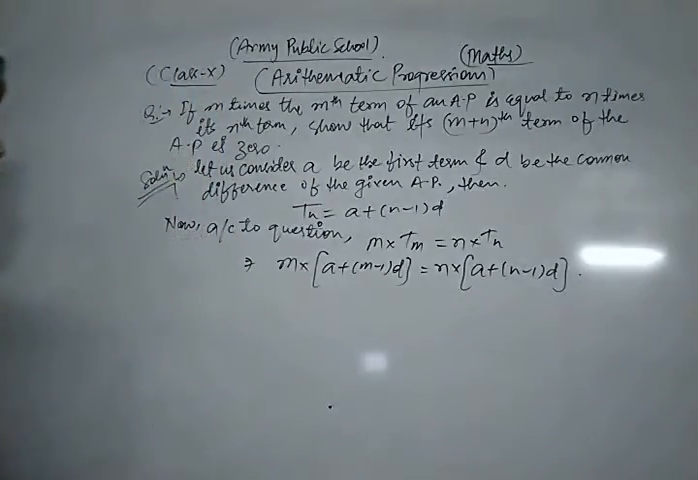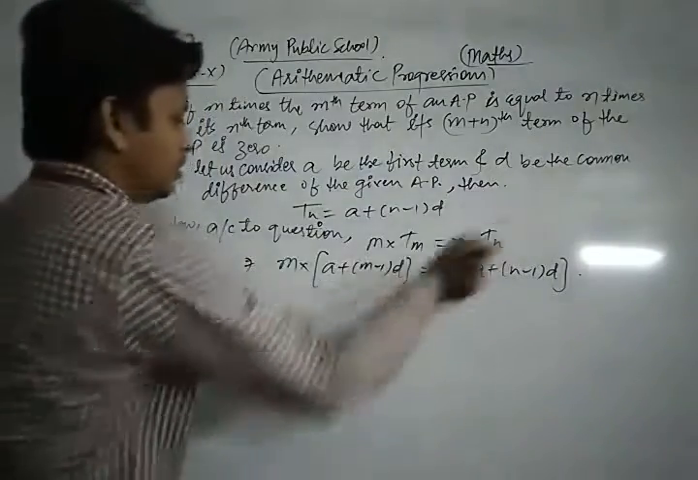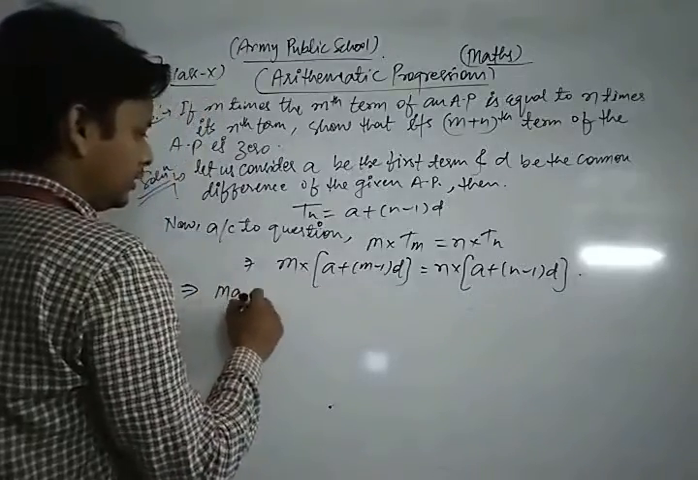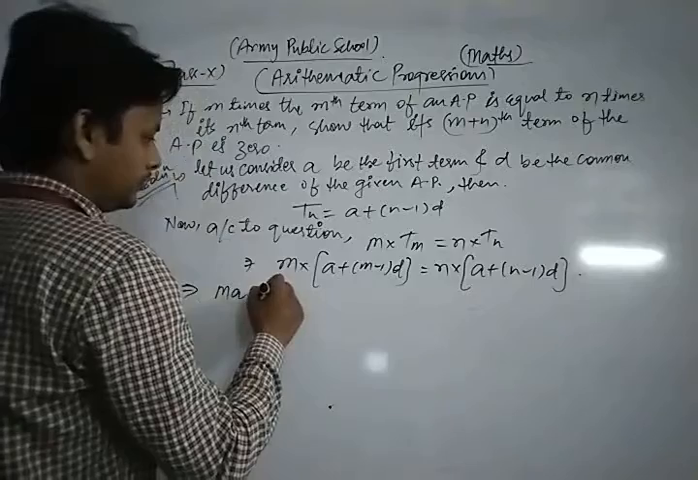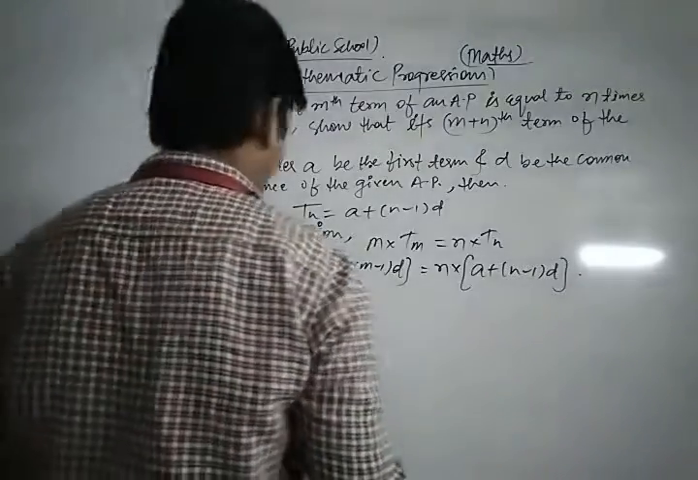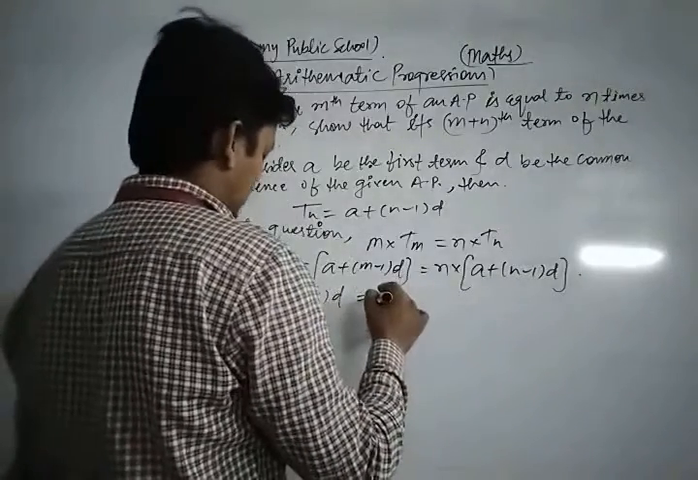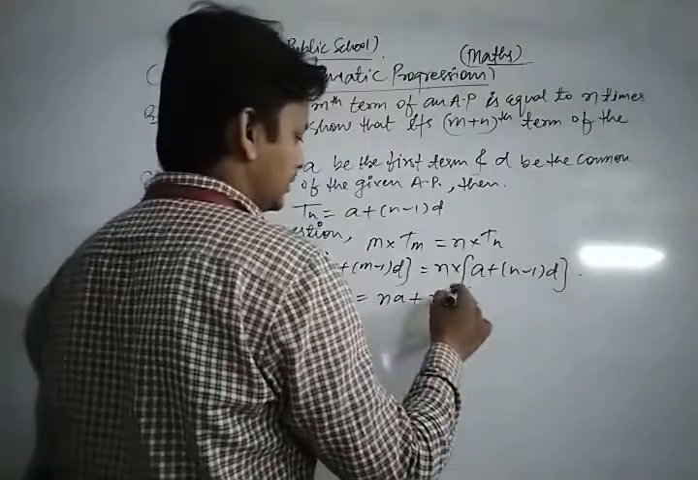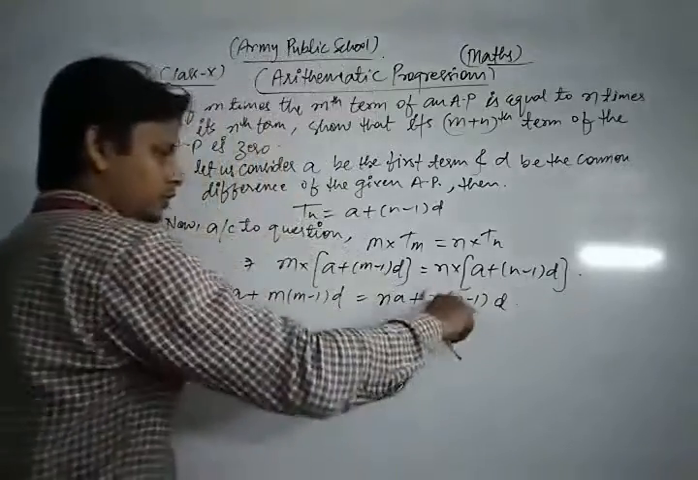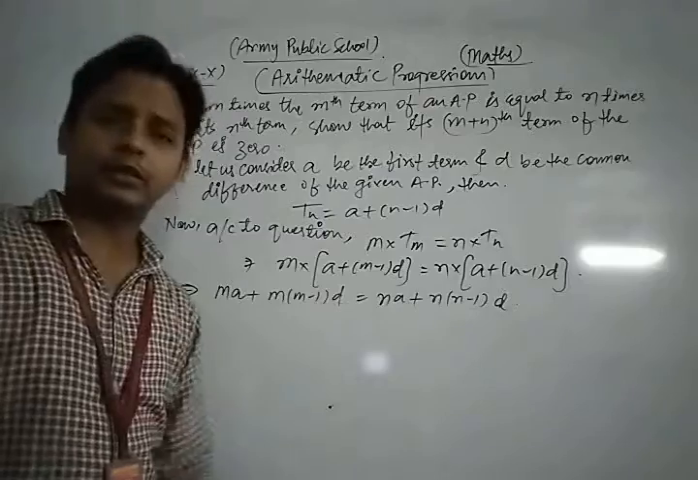Now look, we just simplify that relation. So now we multiply them, okay? Now we multiply them: m into a plus m minus 1 into d is equal to na plus n minus 1 into d.